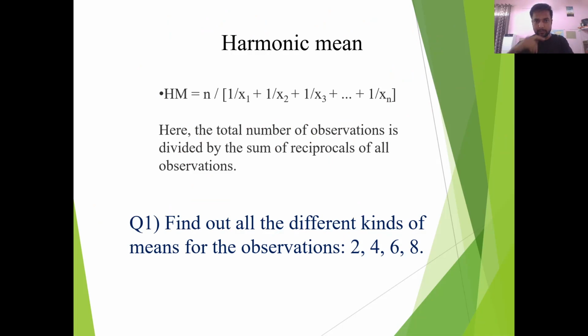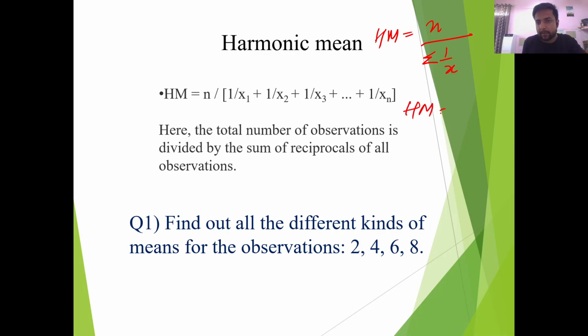Now we'll be moving towards the harmonic mean. Whenever we have to find the harmonic mean, we simply take the number of observations and divide it by the summation of the reciprocals of the observations, so 1 by x. That is what we are going to do. It may also look quite difficult to some, but we will take an example, and you will see it is also quite easy.